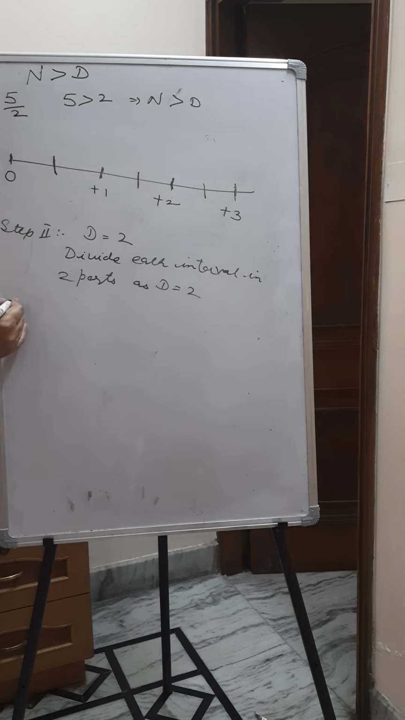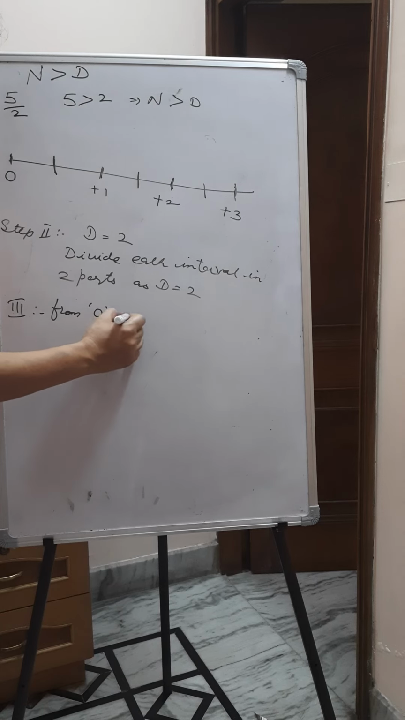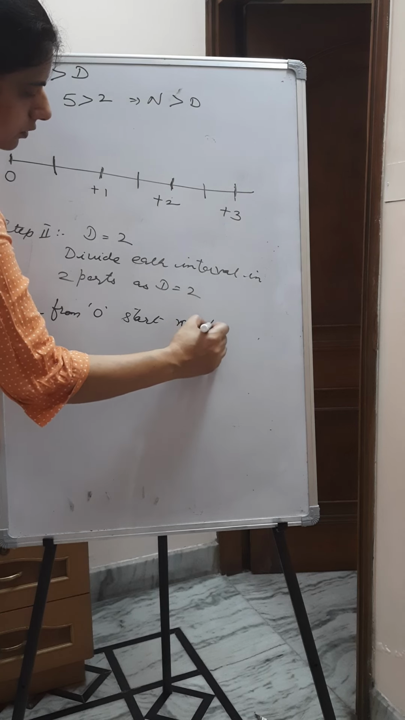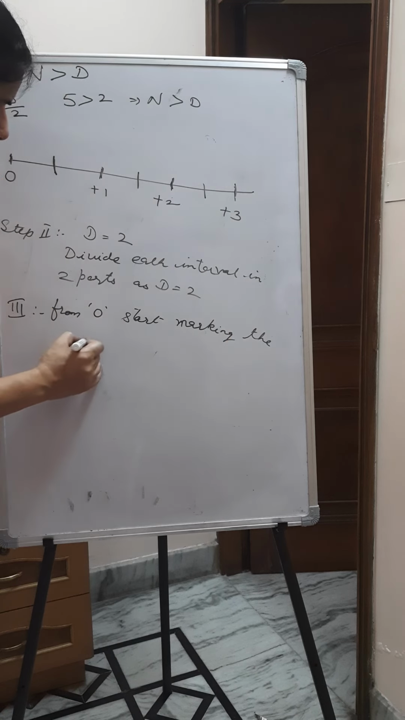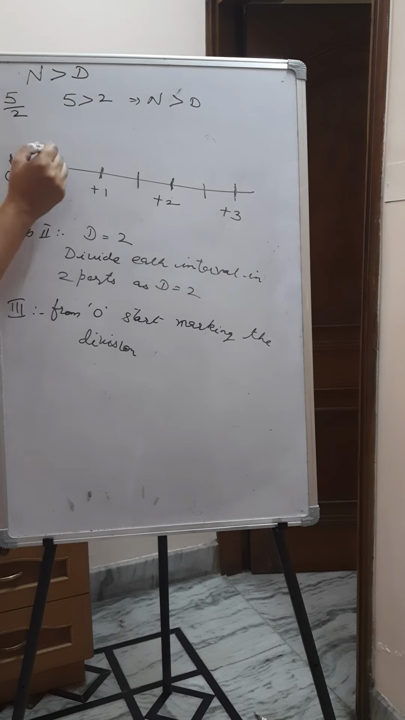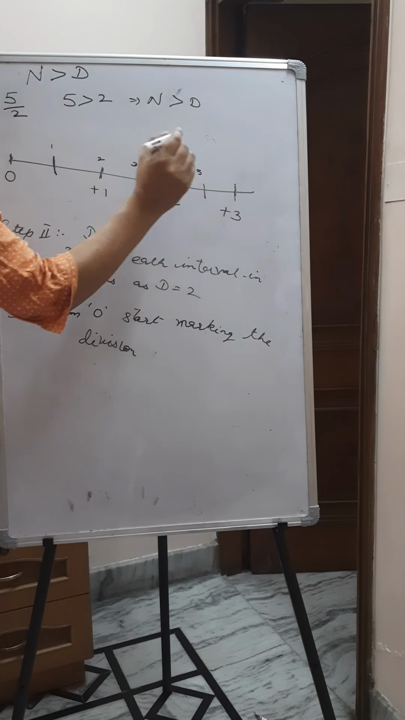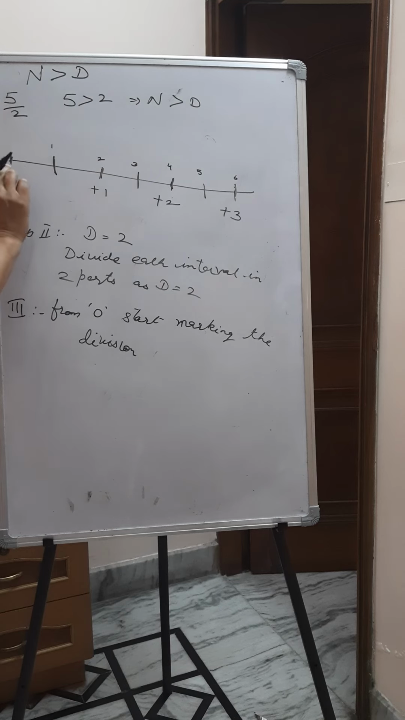Now start marking. Start from 0. This is step number 3. Starting from 0, start marking the division. This is 0, this is 1, this is 2, this is 3, this is 4, this is 5, and this is 6. Followed? From 0 to 3 it is divided into 6 parts.